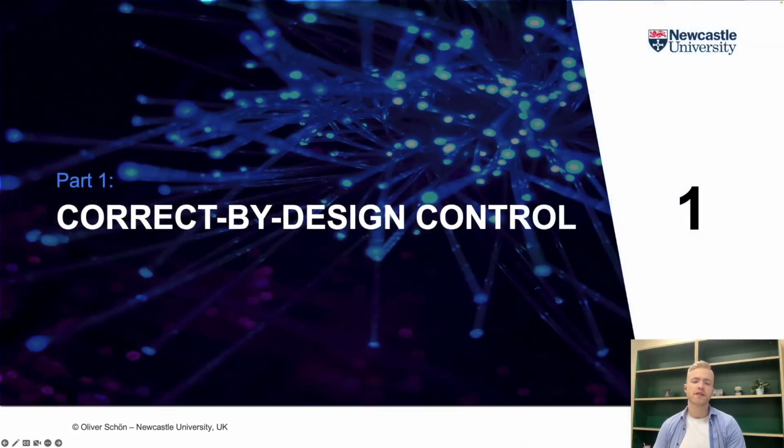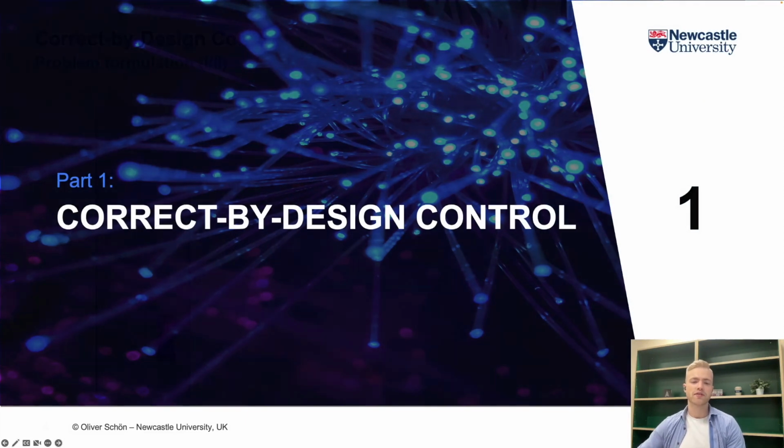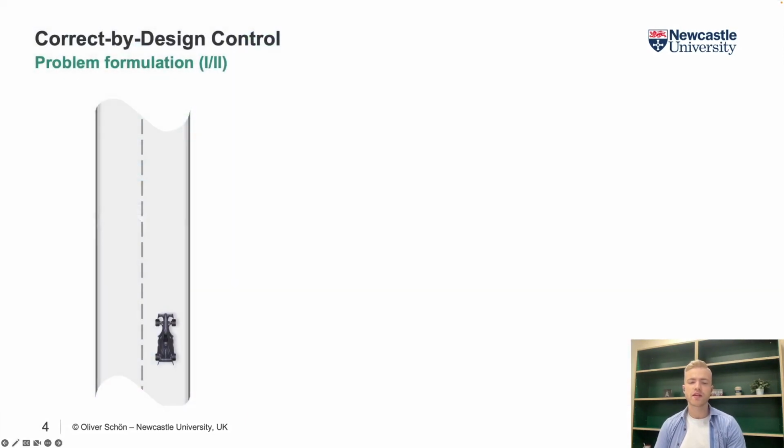So what is correct by design control and why is it interesting to look at this? For our case, we're going to look at systems, in particular safety critical systems, that evolve in uncertain environments, which means that the state evolution of the system is subject to uncertainty. The goal is now to design a controller such that this control system exhibits some desired behavior. And for this talk, I'm going to use an illustrative example of an autonomous car.